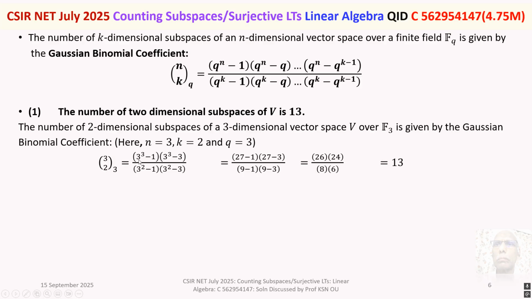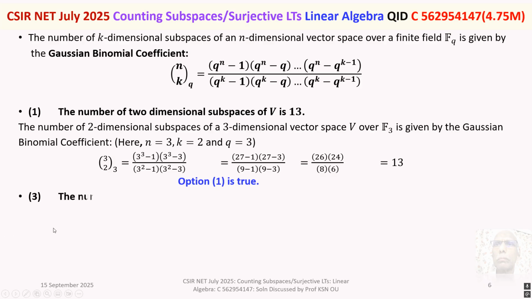And by formula, it is (3 cube minus 1) into (3 cube minus 3), only two factors, by (3 square minus 1) into (3 square minus 3). Simplify further, we get the answer is 13. Thus, option 1 is true.